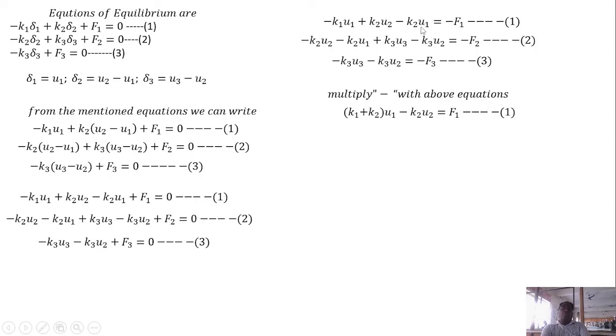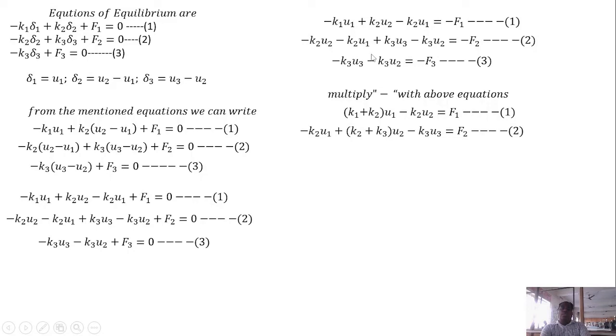Here after moving this u1 term, I collected the common u1 term from the equation, so that (k1 plus k2) into u1. Likewise, I can get the equation (k1 plus k2) into u1 minus k2 into u2, because I multiplied this equation with the minus symbol. So here this positive element is converted into a minus symbol. Is equal to minus f1, which is also multiplied with the minus, so that plus f1 I got. Likewise, I can change the second equation also.